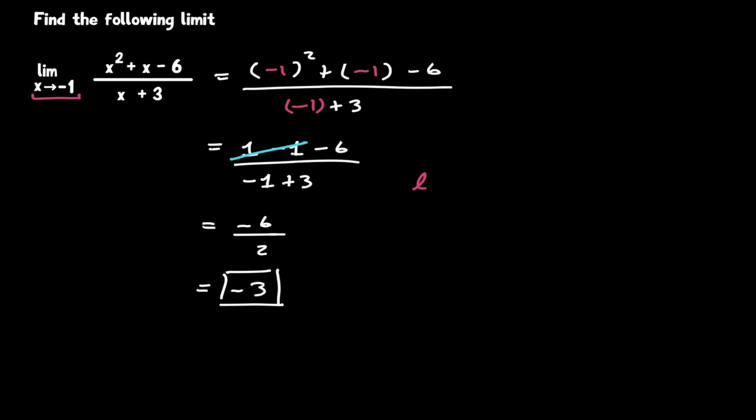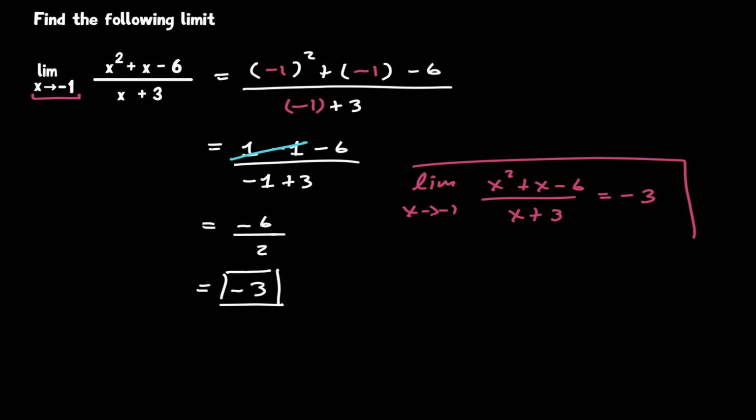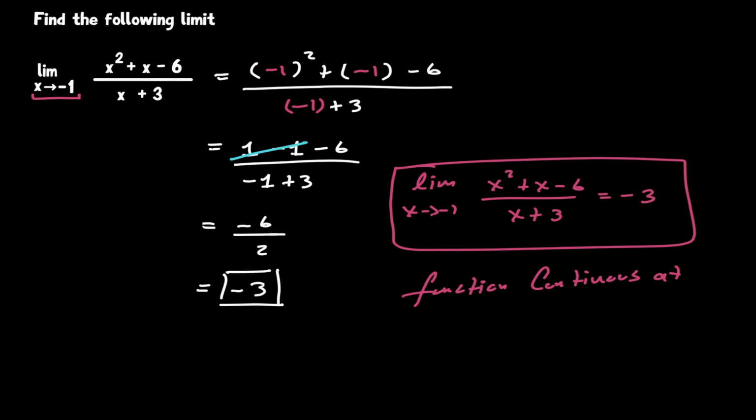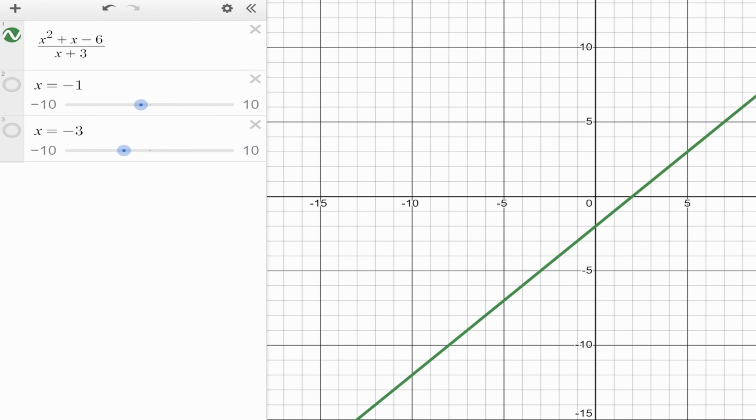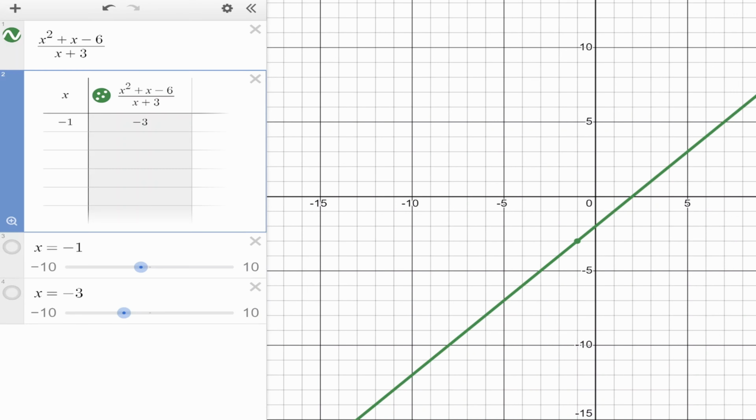So we are done. The limit of the rational function x squared plus x minus 6 divided by x plus 3 as x goes to -1 is equivalent to just -3. And it's a simple evaluation because the function is continuous at the value of x equals -1. Let's grab the function and let's verify this. So how about we take a look at the table of values of the rational function? And now we can see that when x equals -1, we have a coordinate point where y equals -3, which shows that it was continuous at this location.